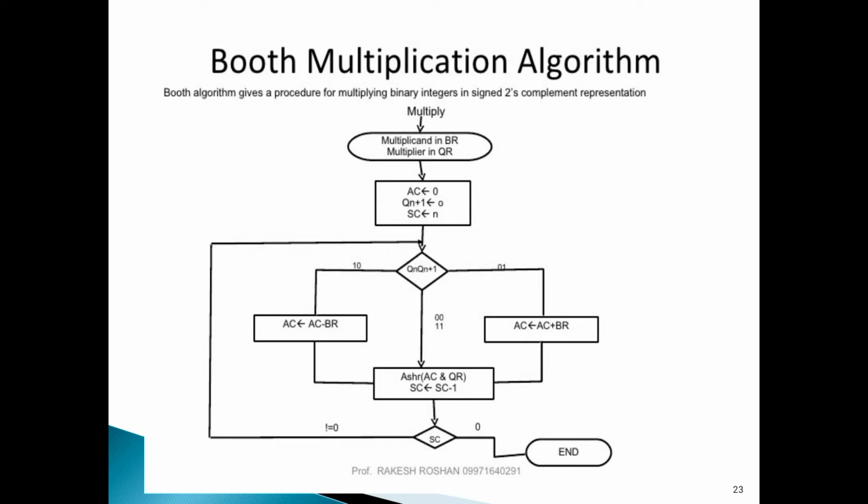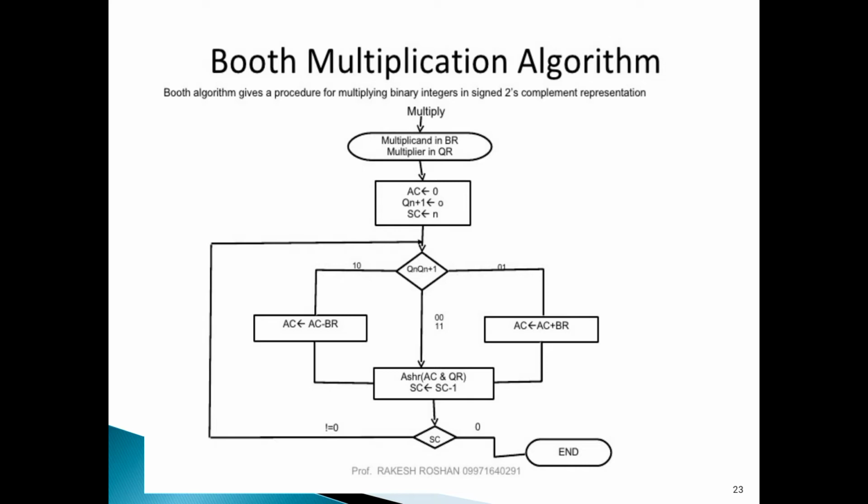So that is the flow chart. Okay, is it clear, all of you? Calculate Qn comma Qn plus 1. So Qn equals the least significant bit of multiplier, Qn plus 1 equals the previous least significant bit of multiplier. How to calculate Qn you already know, right? What is Qn? Least significant bit of multiplier. What is Qn plus 1? Previous least significant bit of multiplier, right?